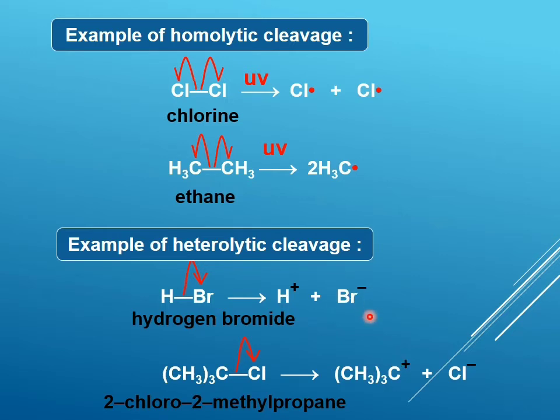The difference between homolytic cleavage and heterolytic cleavage is that homolytic cleavage must happen in the presence of UV light. However, heterolytic cleavage does not need the presence of UV light. And for the arrow used, one is half-headed, and for heterolytic cleavage we use a full-headed arrow.